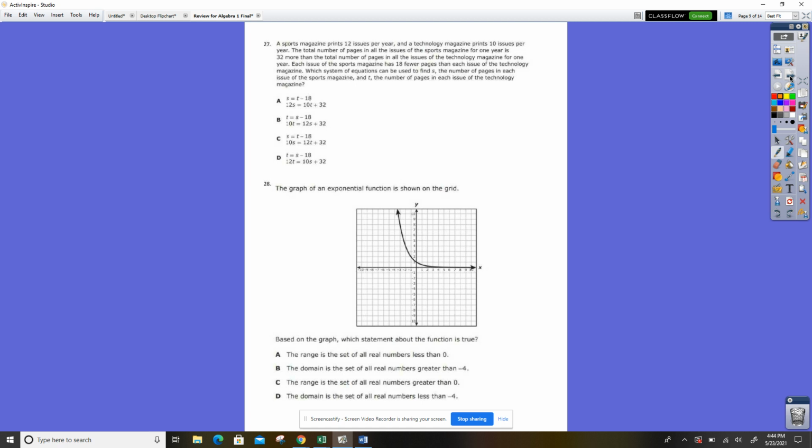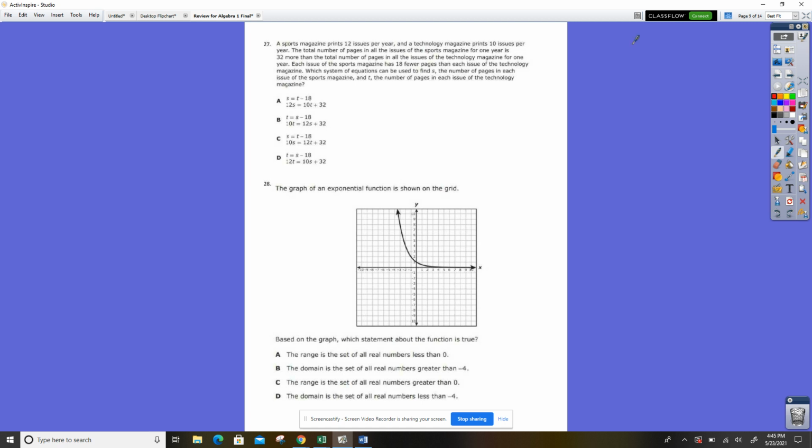27 says, a sports magazine prints 12 issues per year and a technology magazine prints 10 issues per year. The total number of pages in all the issues of the sports magazine for 1 year is 32 more than the total number of pages in all of the issues of the technology magazine for 1 year. Each issue of the sports magazine has 18 fewer pages than each issue of the technology magazine. Which system of equations can we use to find S, the number of pages in each issue of the sports magazine, and T, the number of pages in each issue of the technology magazine?